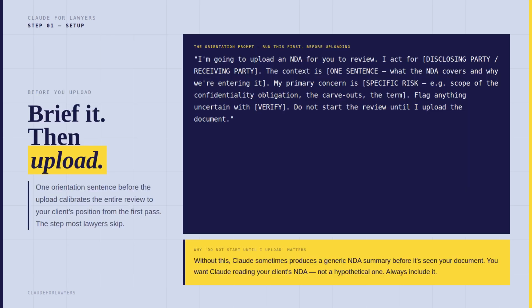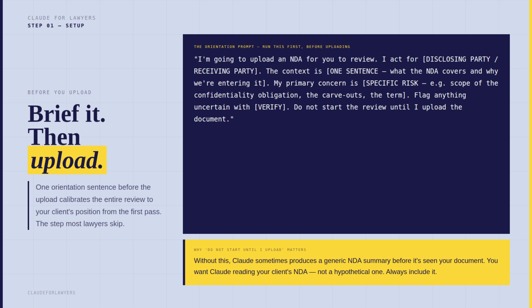Step 1. Before you upload the contract, brief the matter. This is the step most lawyers skip, and it's the one that makes the biggest difference to the quality of everything that follows. Claude reads better when it knows who it's reading for, what side you're on, and what you're specifically looking for in this contract. An orientation prompt before you upload the NDA calibrates the review to your client's position from the first pass.